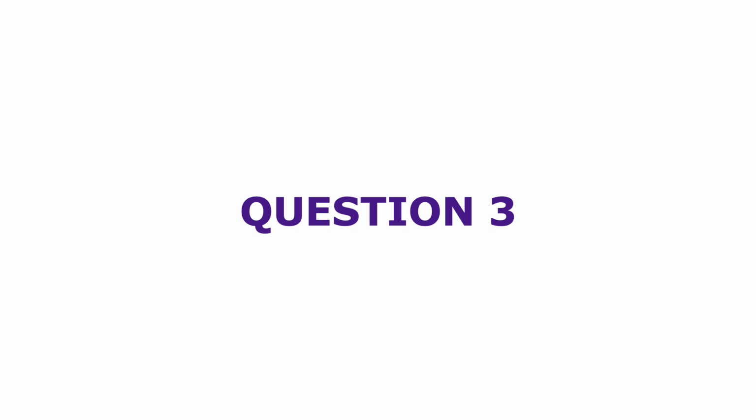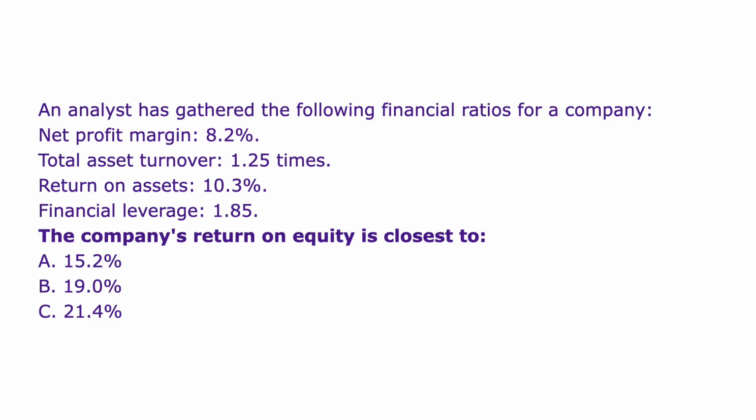Question 3. An analyst has gathered the following financial ratios for a company. Net profit margin, 8.2%. Total asset turnover, 1.25 times. Return on assets, 10.3%. Financial leverage, 1.85. The company's return on equity is closest to A. 15.2%, B. 19.0%, C. 21.4%.